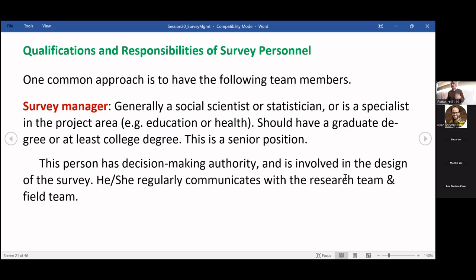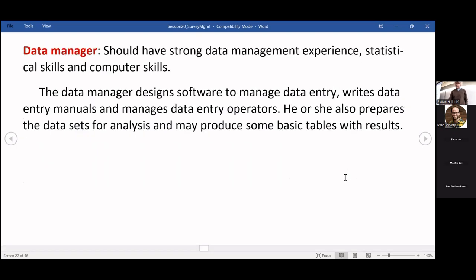And this person makes a lot of decisions. You give them a lot of responsibility, and they communicate with you and with the team. They're the link between you. If something is going wrong in the field, the interviewers will go up the chain to this person, and then they'll contact you. Okay. Then data manager, somebody who's got a lot of computer skills and experience and who's managed data before, very familiar with data entry software and so forth.